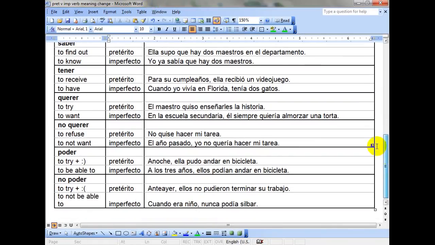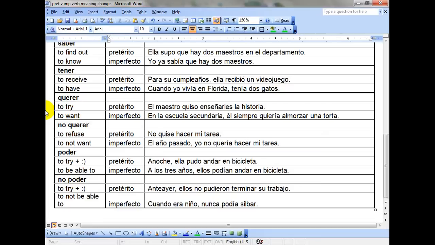Move down just a tiny bit more. We have poder twice. So poder in the preterite means to try to do something and also that you were successful at it. So anoche, ella pudo andar en bicicleta. Last night, she tried and she was successful at riding her bike. And then the imperfect just means to be able to. A los 3 años, ellos podían andar en bicicleta. So at 3 years old, they were able to ride their bicycles.